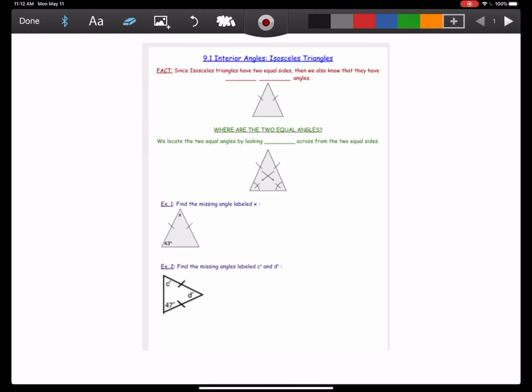Okay, this is 9.1 interior angles, isosceles triangles. So this is day 2 of interior angles. This is what the whole page is going to look like, and this is going to go on page 128, I think. I'm just going to double check. So really, if you're not on page 128, that's fine.